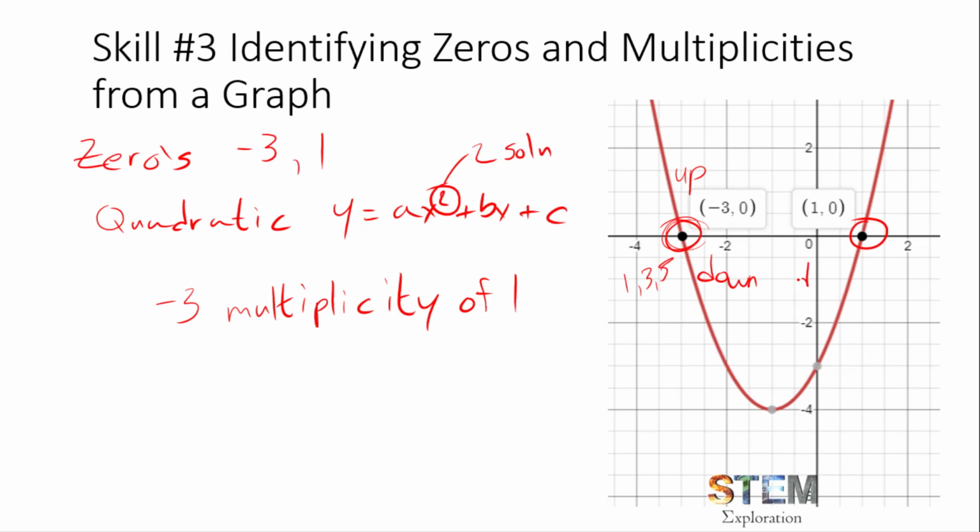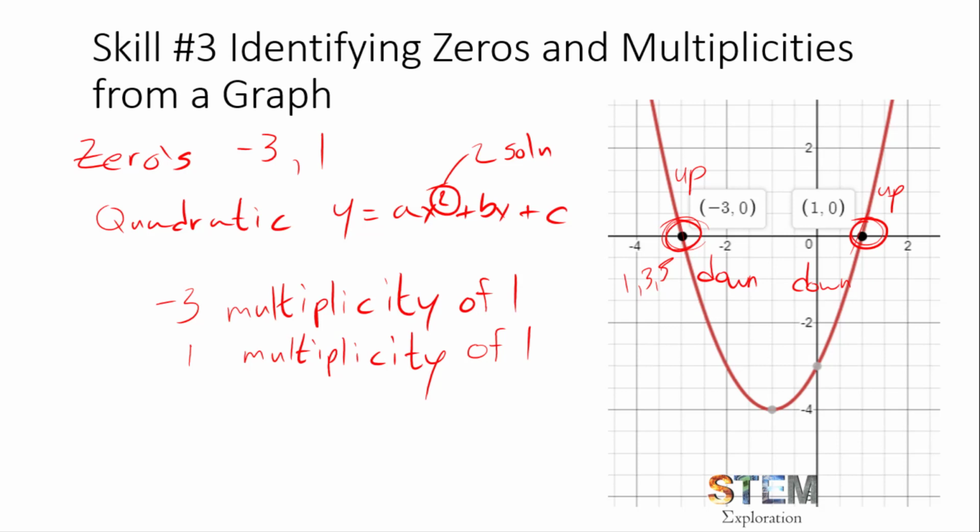And we see the same here. We see down and then up. So this root is also going to have a multiplicity that is odd. But the overall behavior of the polynomial is even. So the sum of the multiplicities should be even because we have up and up behavior at the end. So we see that -3 has this really linear behavior. We see that 1 has this really linear behavior. So just by simply looking at the graph, what I want to point out is we can identify that they have multiplicities of 1.